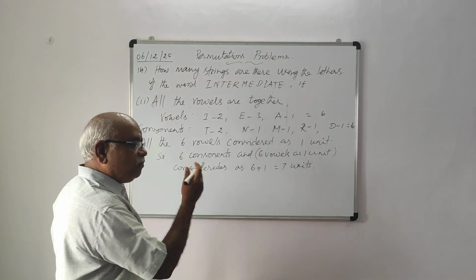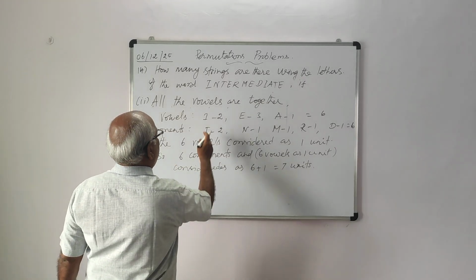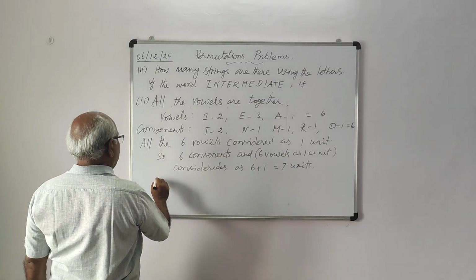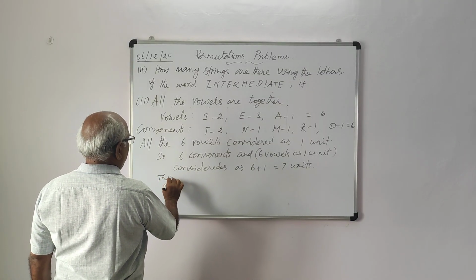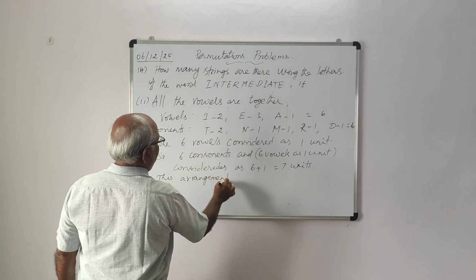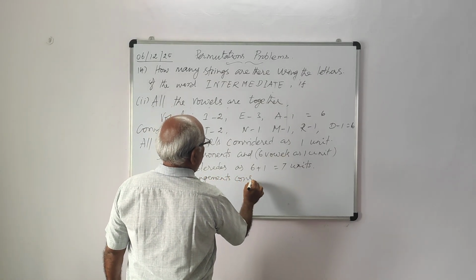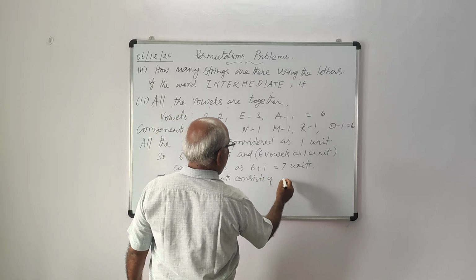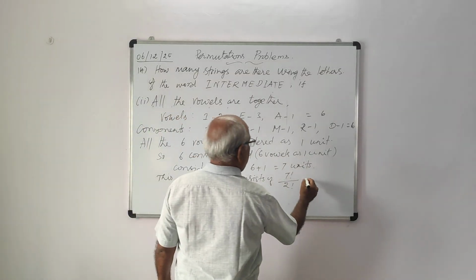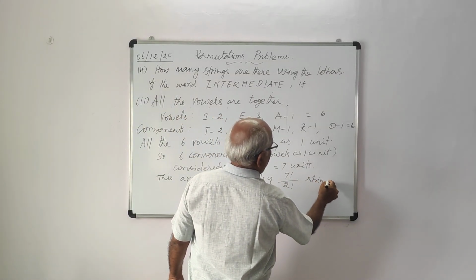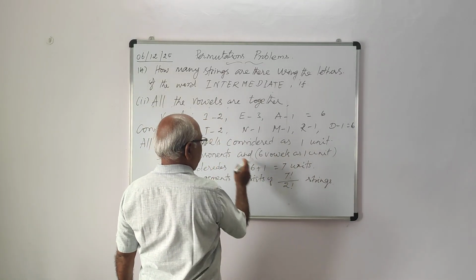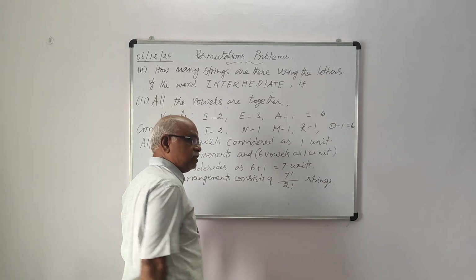They are arranged in 7 factorial by 2 factorial, because in the consonants there are 2 t's. This arrangement consists of 7 factorial by 2 factorial strings, because 6 plus 1 is 7 factorial, out of which 2 t's are there in the consonants, therefore 7 factorial by 2 factorial strings. Okay.